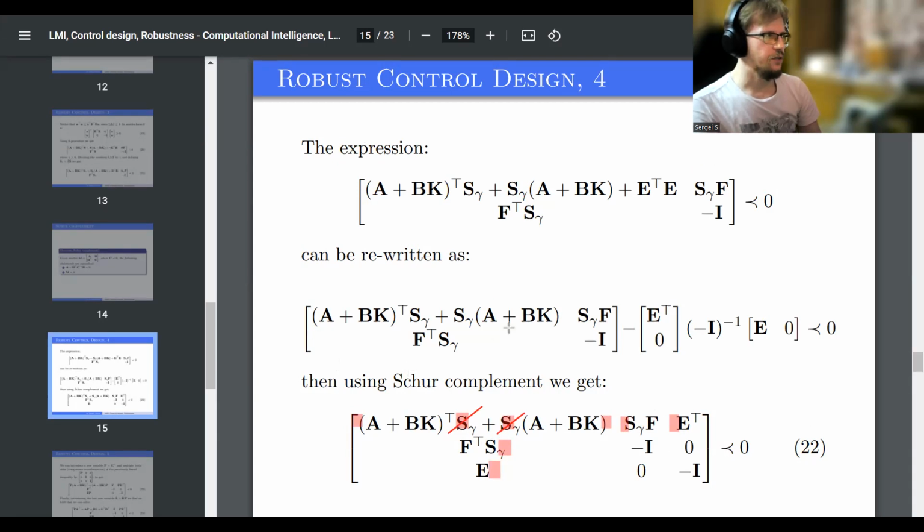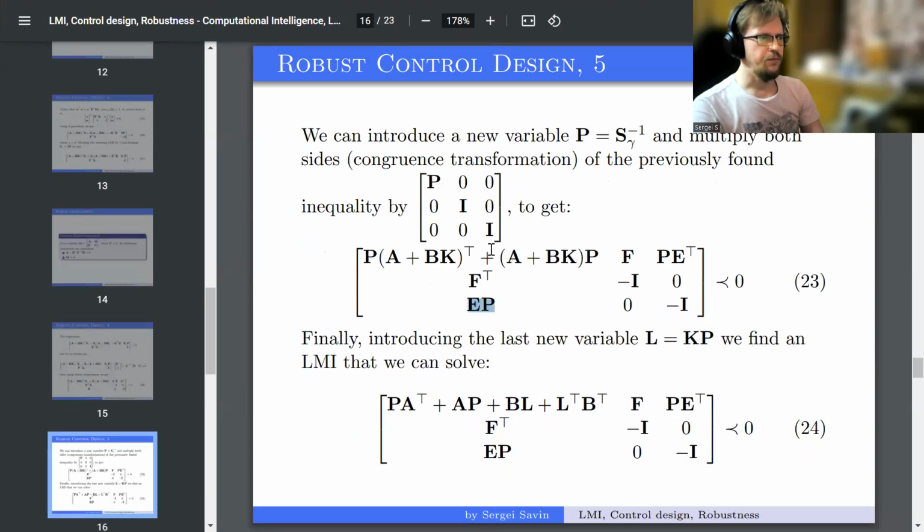Just verify it by multiplying. So this cancels, but we'll have additional P in front of E here and here. In front of E here and behind E here. So this is what's going to happen. Well, let's see if this is indeed what happens. Yep. E P, P I. Okay.